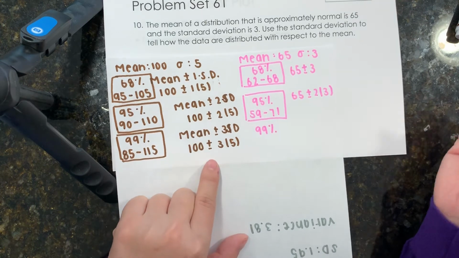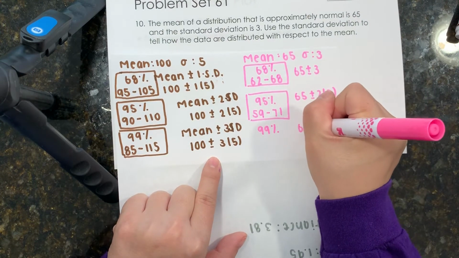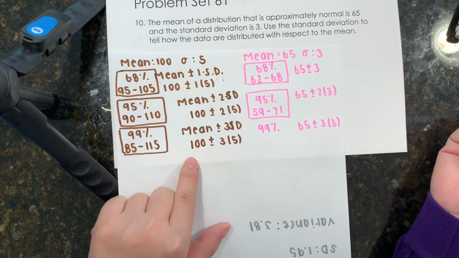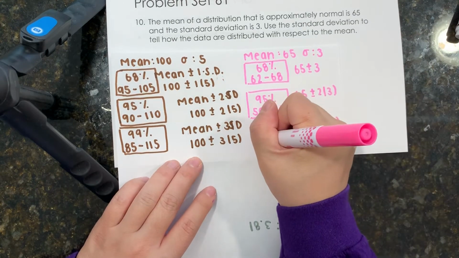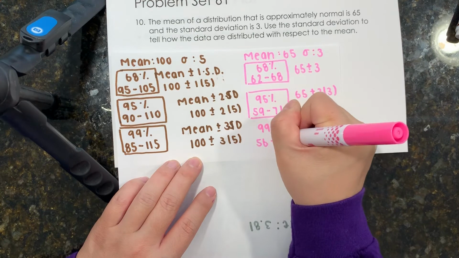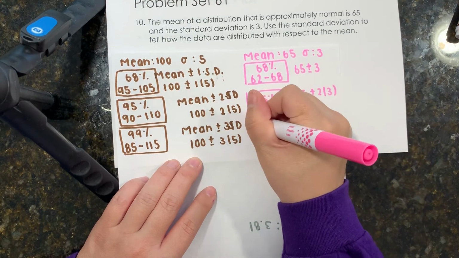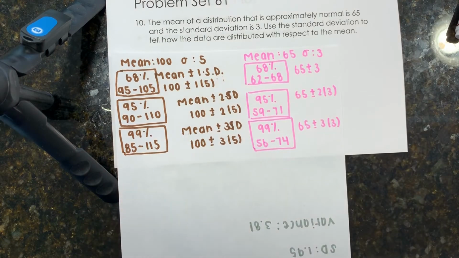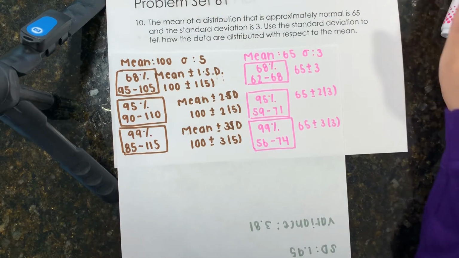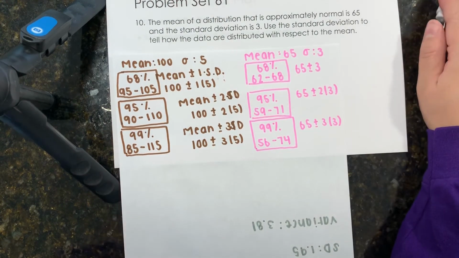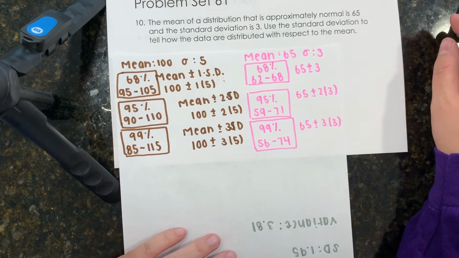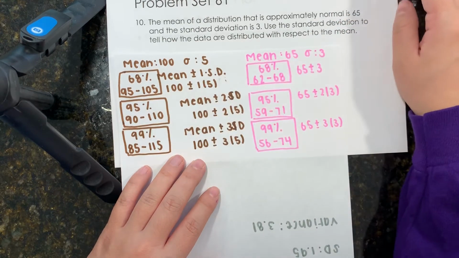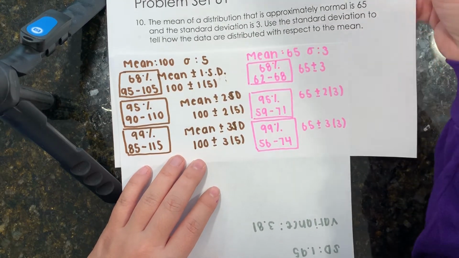Then for 99%, we're going to do the mean plus or minus 3 times the standard deviation. So that would be 56 to 74, and that would be your result. Okay, so that's how you do number 10. So normal distribution is just plugging your variables into these equations that you're going to have memorized with the percentages.